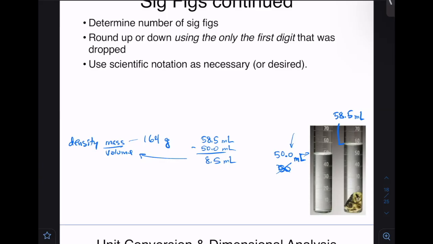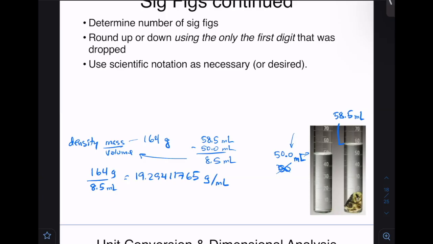So if we were to calculate the density, the density is going to equal 164 grams divided by 8.5 milliliters. And we put that in our calculator: 164 divided by 8.5. And I get 19.2941175 grams per milliliter. Now, what's wrong with that? Too many digits, right? The calculator is stupid with respect to what's significant and what's not. All right. So how many sig figs can we report that number to?